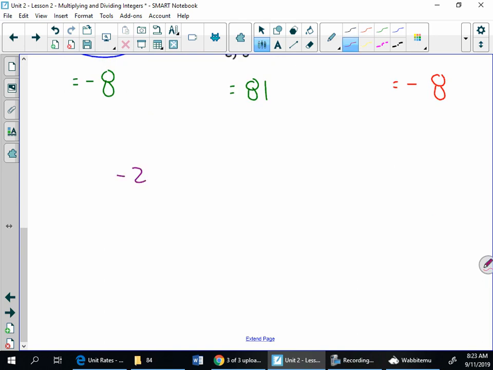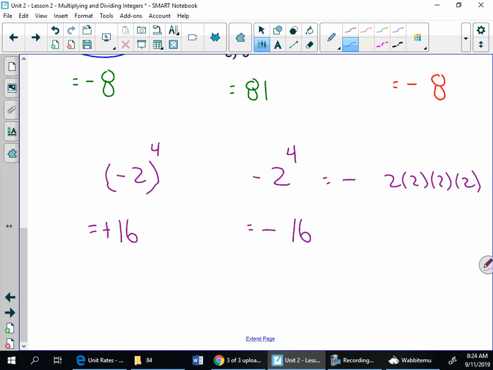Negative 2 to the power of 4 compared to this, those have different answers. In the first one, I've got 4 negatives. That's a positive answer. And 2 to the power of 4 makes 16. In this one, remember this means negative of 2 times 2 times 2 times 2. I've only got 1 negative sign. Well, I get a negative answer, negative 16. Those are completely different answers. So having brackets around something means something different. It means include the negative sign, or not, in your exponent work.